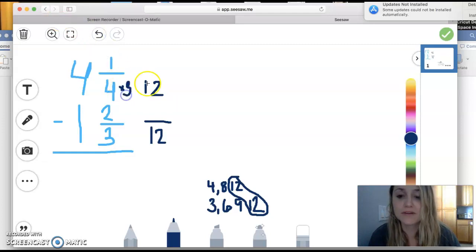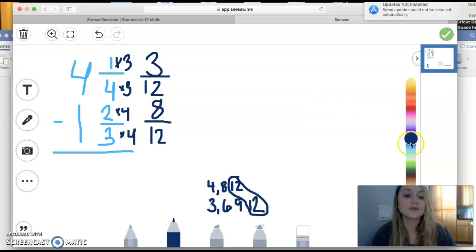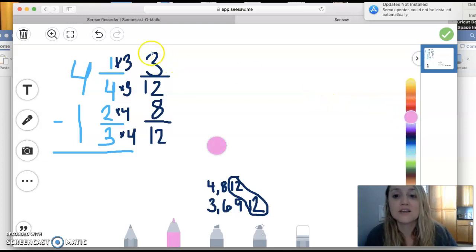Okay, remember, whatever you do on the bottom, you must do on the top. So we are going to have 3/12. Here, whatever you do on the bottom, you must do on the top. Okay, so we have 8. Now here's where it gets tricky. So notice this number is smaller than this number, and we can't have a negative.